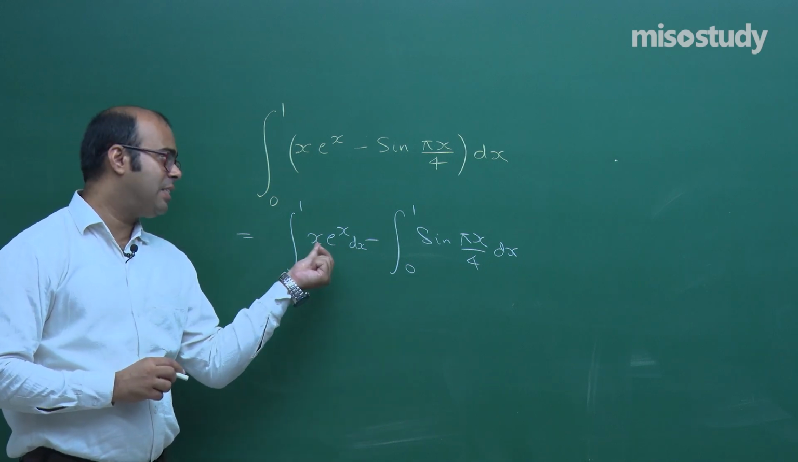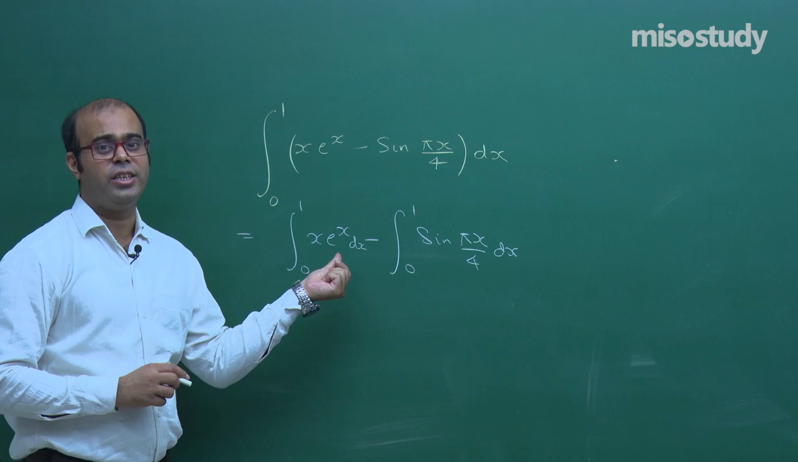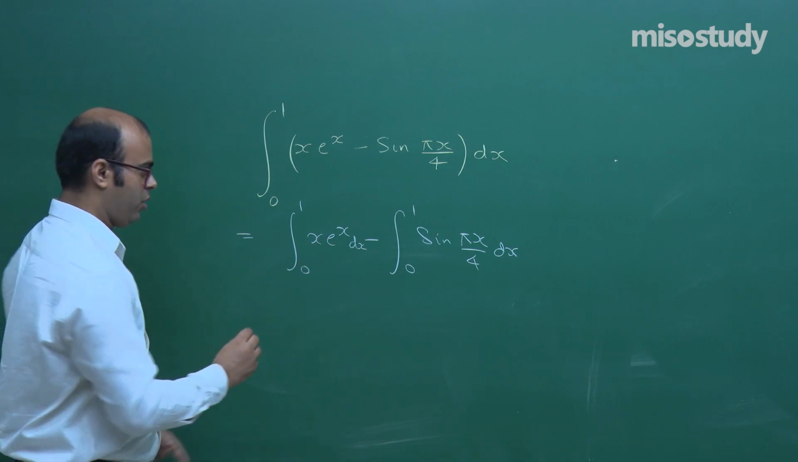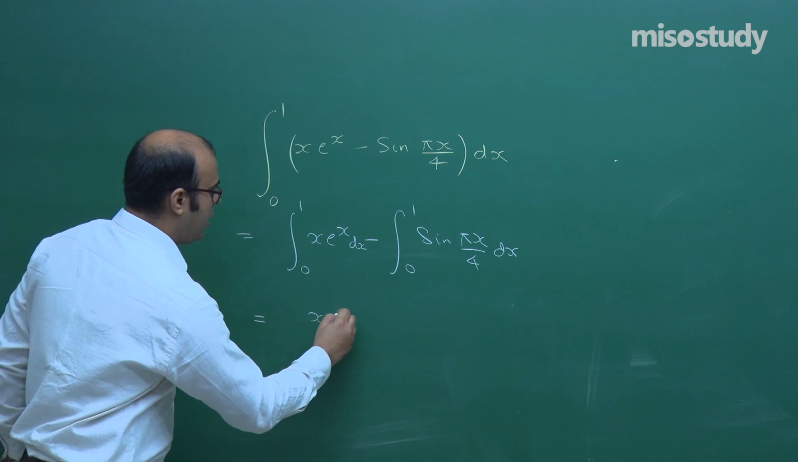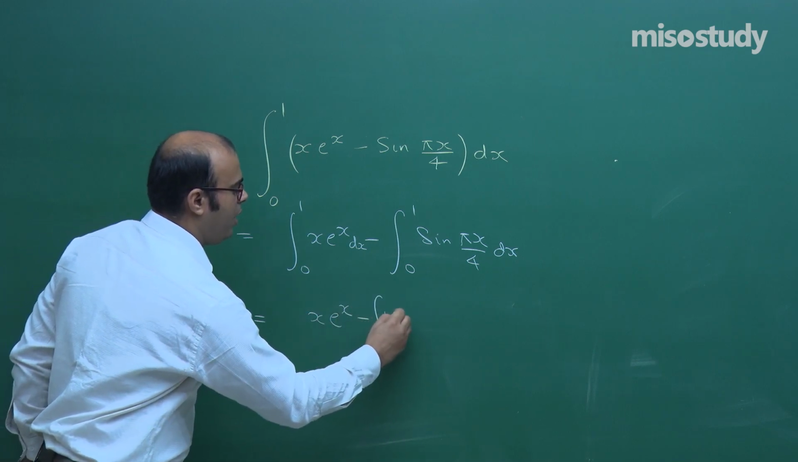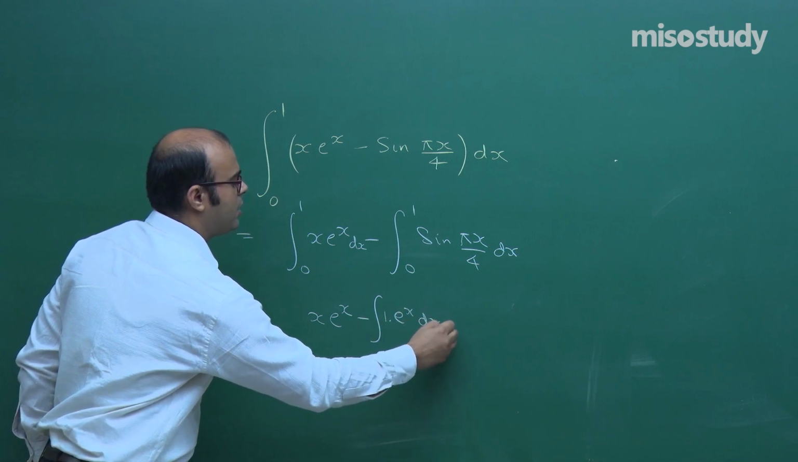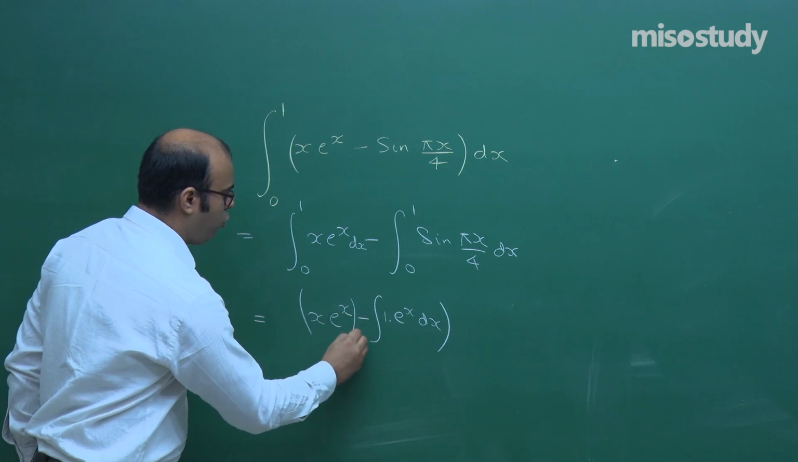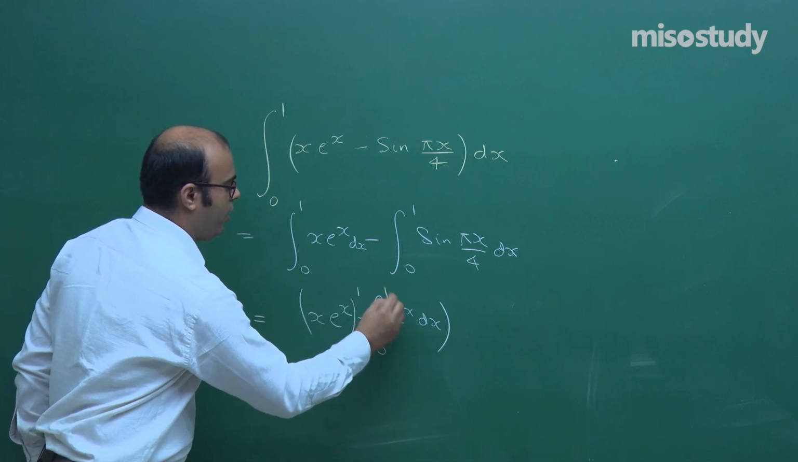Further here you have to apply integration by parts because it is a product of two functions, x and e to the power x. X is algebraic, e to the power x is exponential. So this will be v, this will be u, first function and then second function. So first function times integral of second, minus integral of derivative of first, which will be 1, times integral of second, which will be the same. The limits are 0 to 1 and this will be 0 to 1.